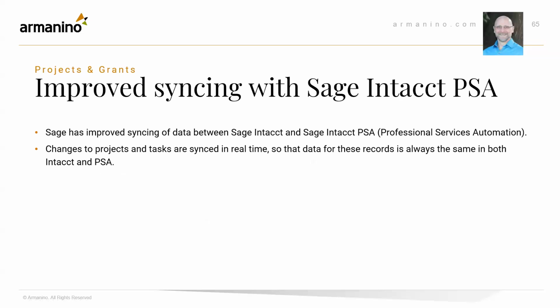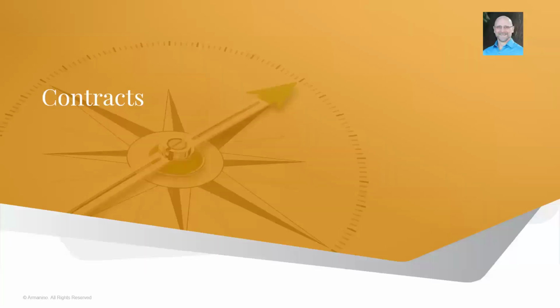Improved syncing with Sage Intacct PSA. So projects and grants, Sage has improved. I don't know if you guys are aware, if you've been keeping track, Sage Intacct PSA is professional services automation. So this just has improved syncing capability between Sage Intacct and Sage Intacct PSA, which allows changes to projects and tasks syncing in real time. So data for these records is always shown the same in both Intacct and PSA.